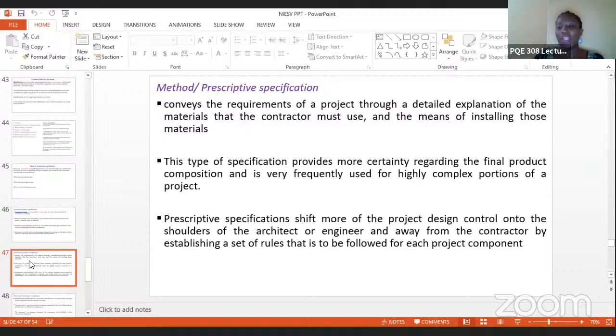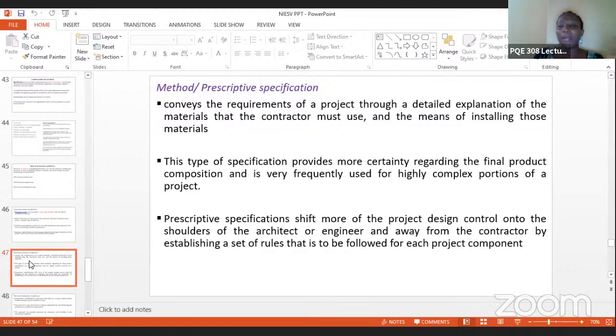So it shifts the load of that work onto the shoulders of the architect or the engineer, because they already have rules that must be followed. They have to enforce that the contractor follows those steps, so that at the end of the day, the aim of the building will come out satisfactorily, or the project will be satisfactory at the end of the day.